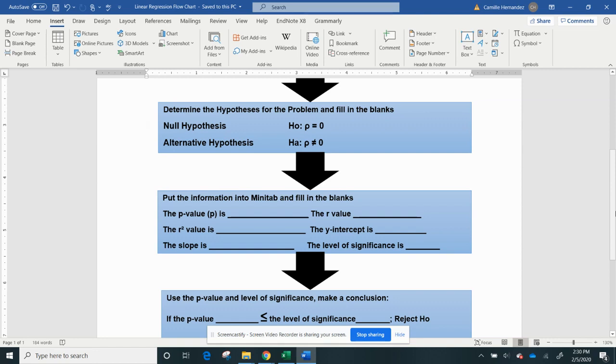So when you get the information in Minitab, you can fill in your blanks. You can get your p-value, and remember, you're looking at the regression p-value. You get your r-squared value. You get your slope. You get your y-intercept.